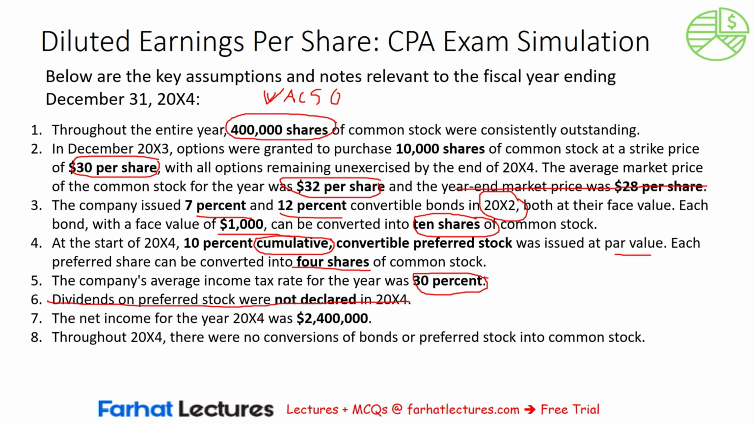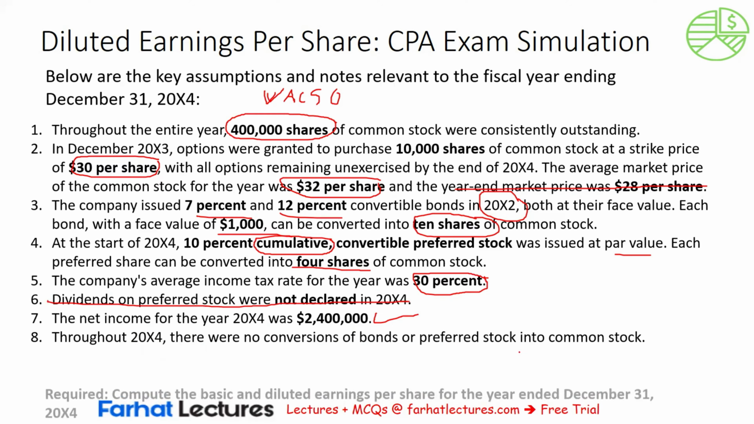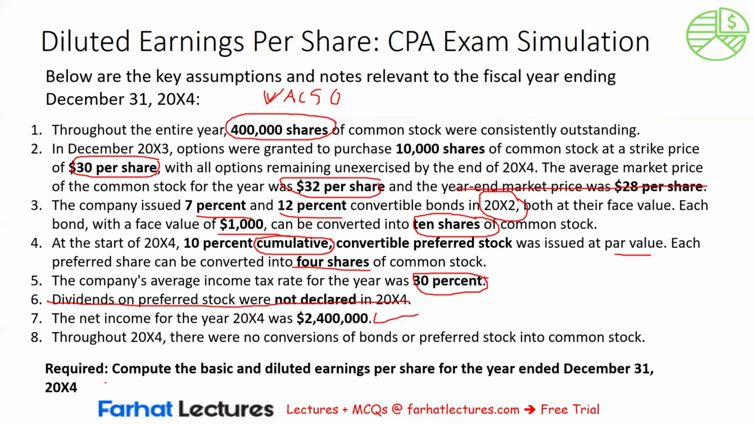The net income for the year 2000 X4 was $2,400,000. This is going to be included in the numerator of the basic and diluted EPS. Throughout 2000 X4, there were no conversions of bonds or preferred stock into common stock. Great. What are we required to do? Compute the basic and diluted earnings per share for the year ended December 31st, 2000 X4.